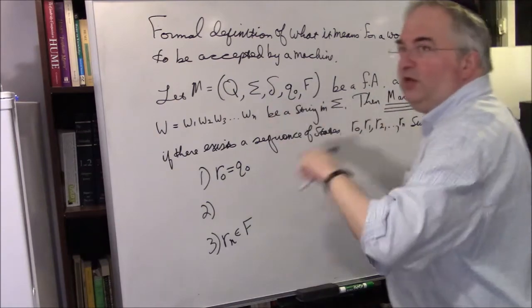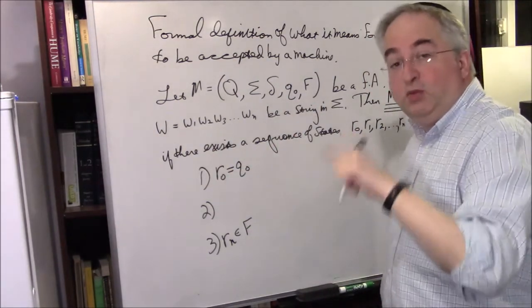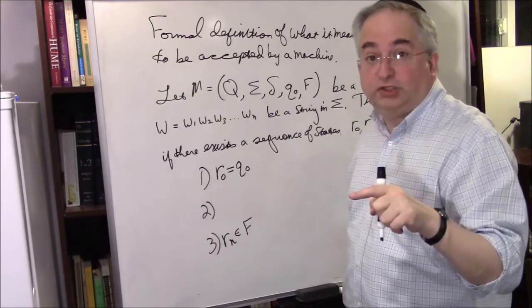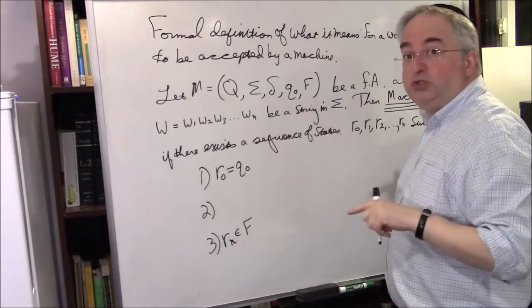How did my finger move around? Answer, it was following the transition function. It was following this delta. It was doing exactly what the arrows told me to do.